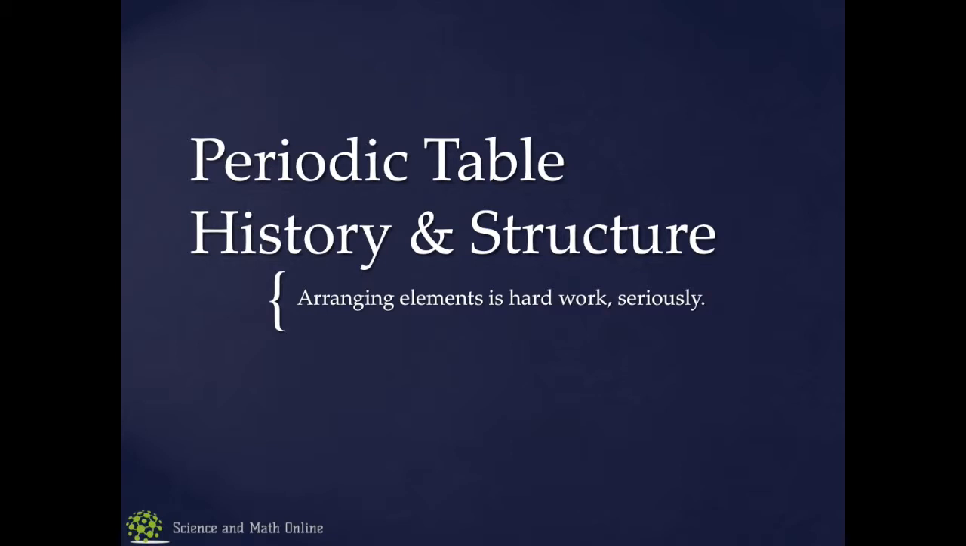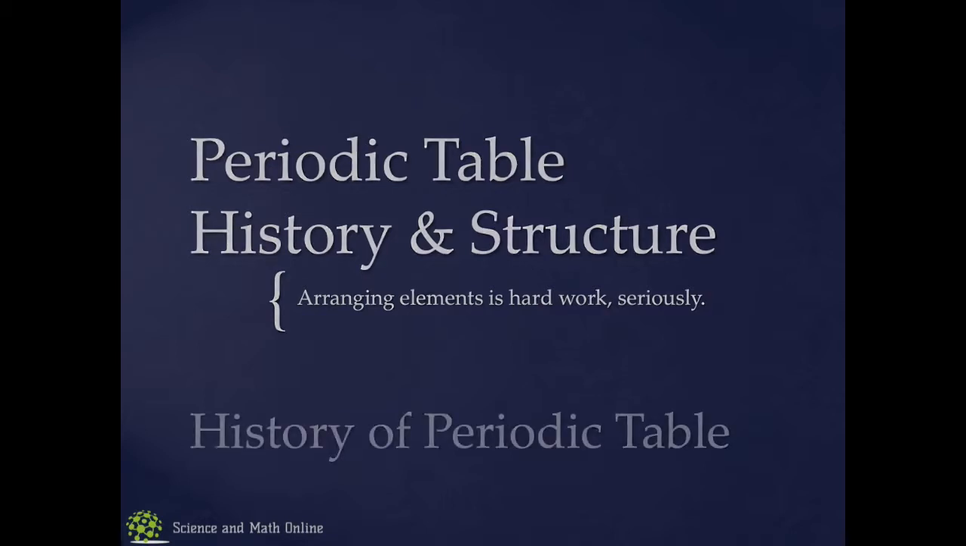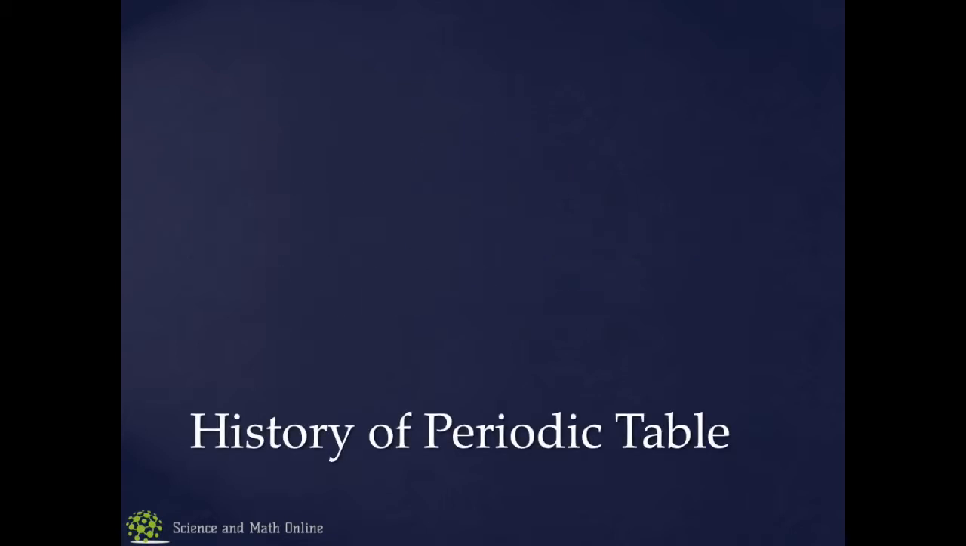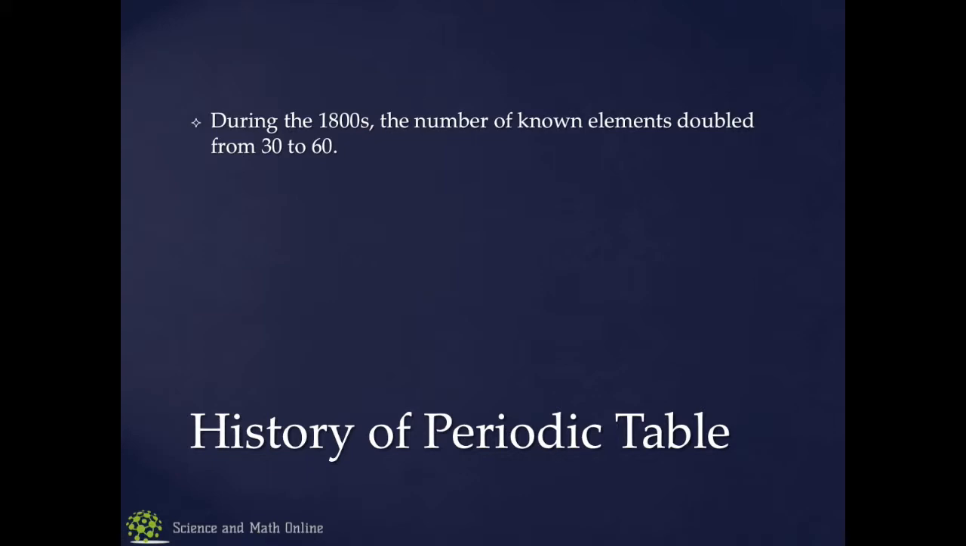So in this lesson we're looking at the history and structure of the periodic table, and once again we're looking at a little bit of the history of that structure. So, history of the periodic table. During the 1800s, the number of elements doubled from 30 to 60. It's really during the early 1800s.